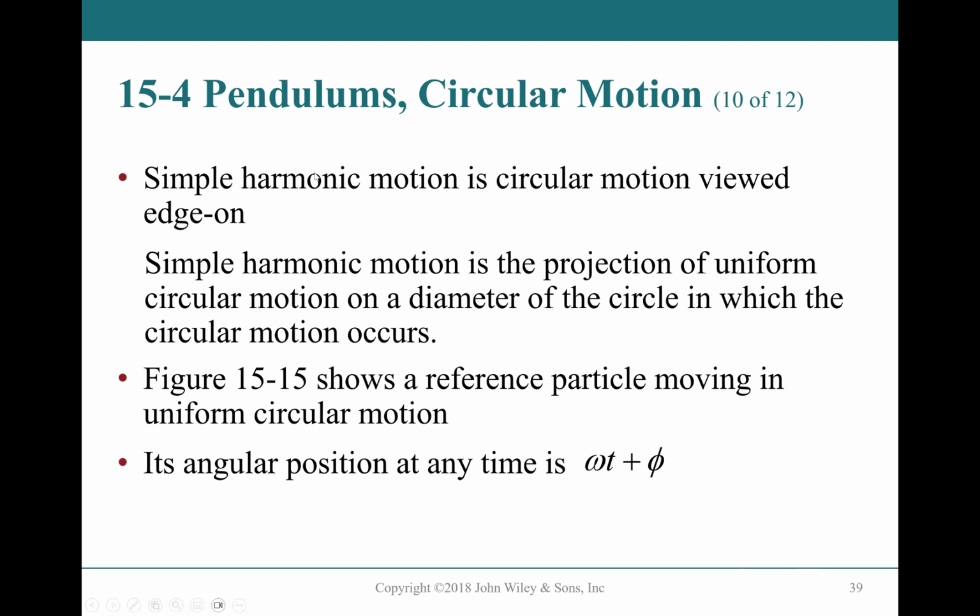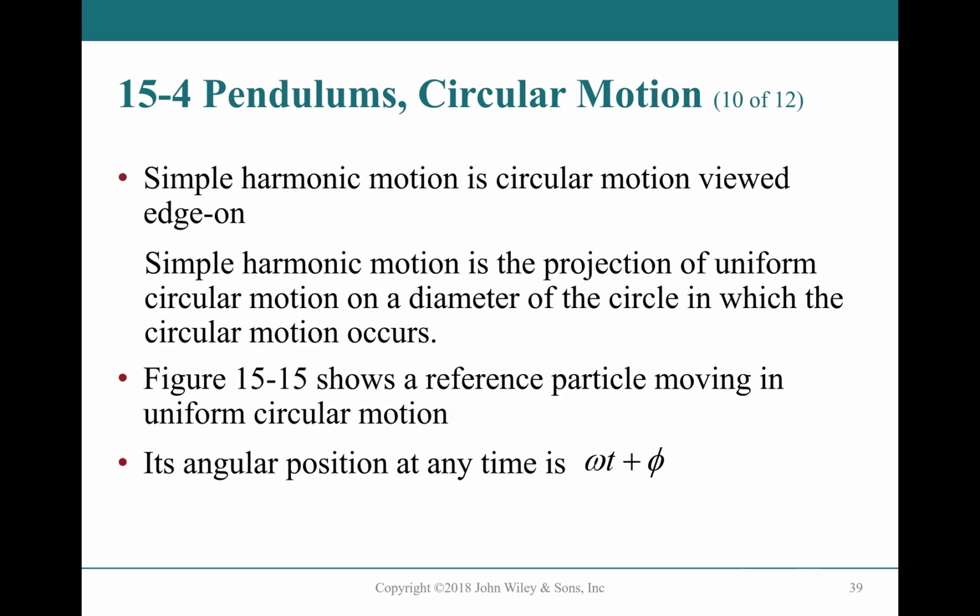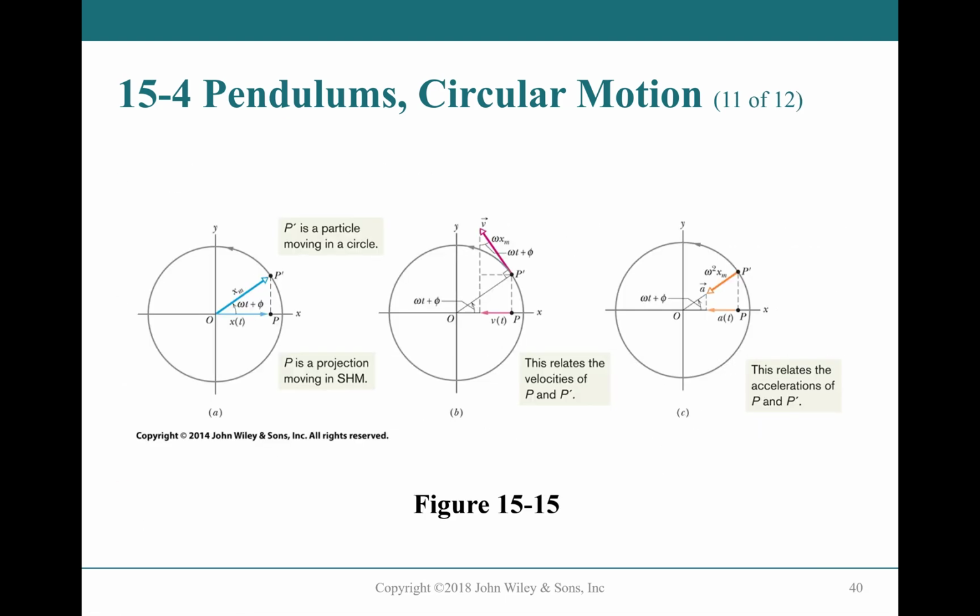And then we are going to relate our simple harmonic motion to circular motion. Simple harmonic motion is circular motion viewed edge on. What does this mean? We can take a look at the projection of our simple harmonic motion. So let's take a look at the definition here. Simple harmonic motion is the projection of uniform circular motion on a diameter of the circle in which the circular motion occurs. So the next figure shows a reference particle moving in uniform circular motion, and its angular position at any time is omega t plus phi. So what does this tell you?